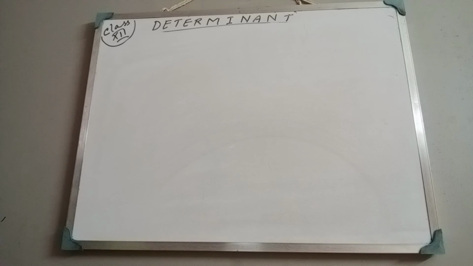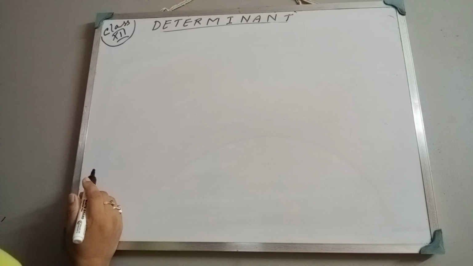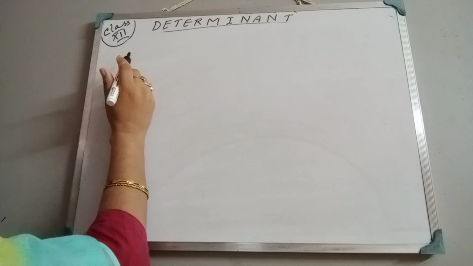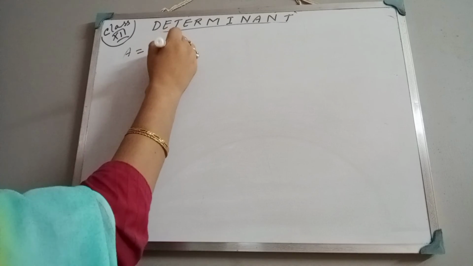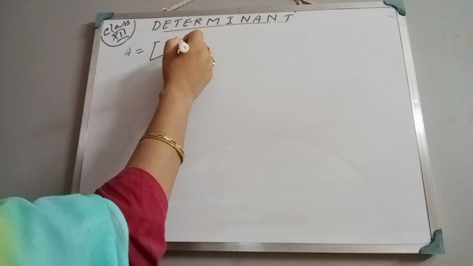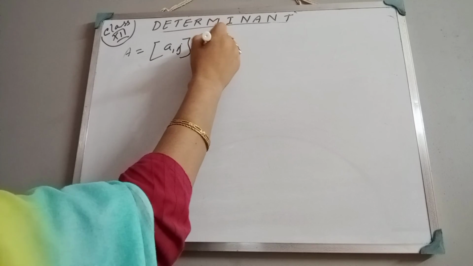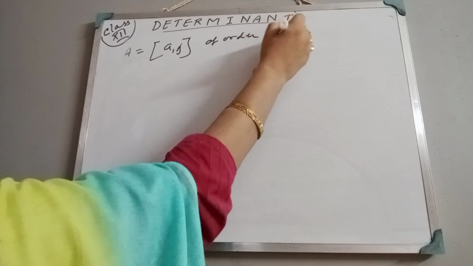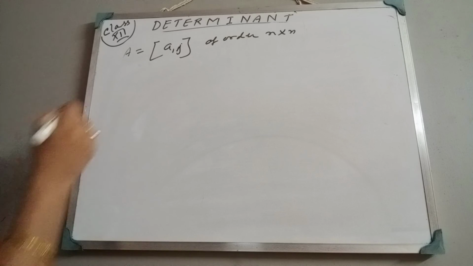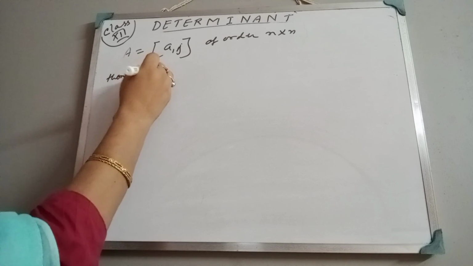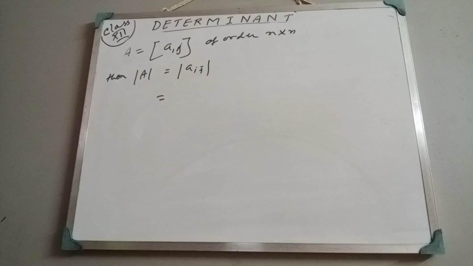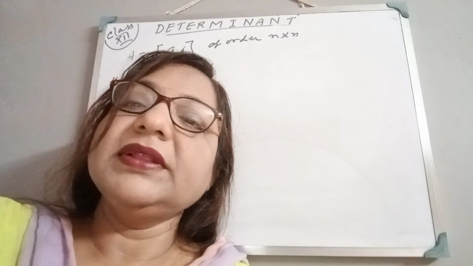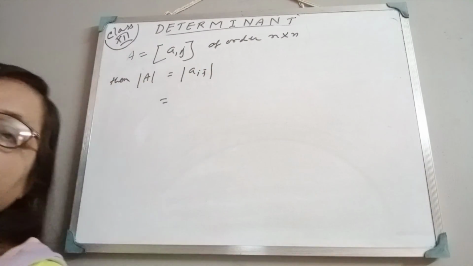Another way we can say that the determinant is an expansion which is associated with a square matrix of order n by n. Thus, if A equals Aij of order n, n means n by n, then modulus A or determinant A, that means determinant Aij. Any matrix we can write in the form of determinant also. Remember this.